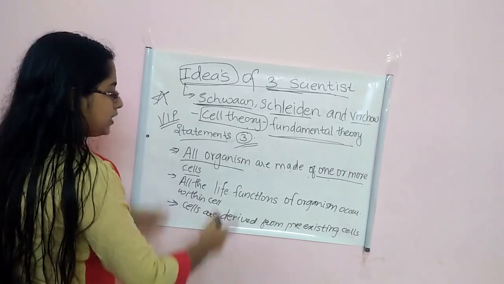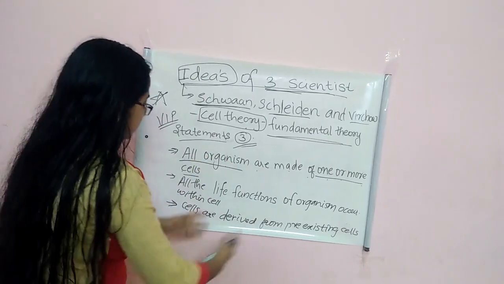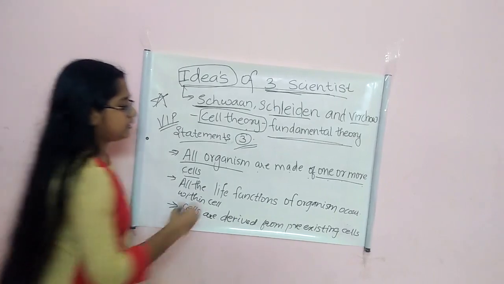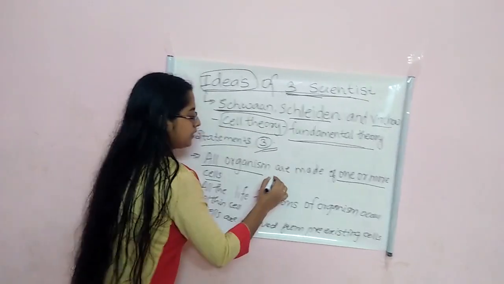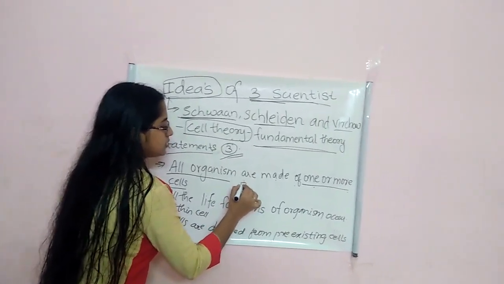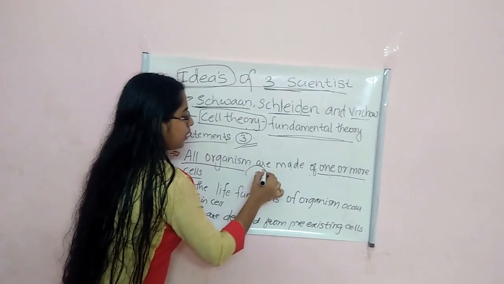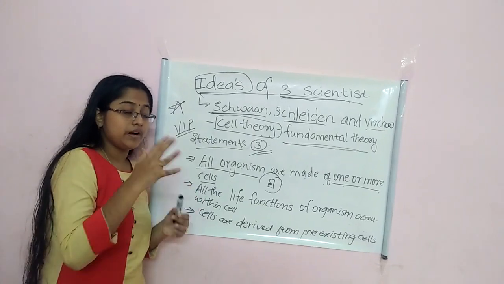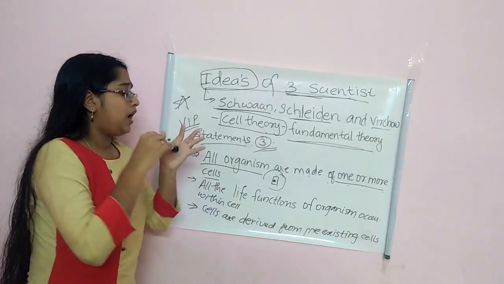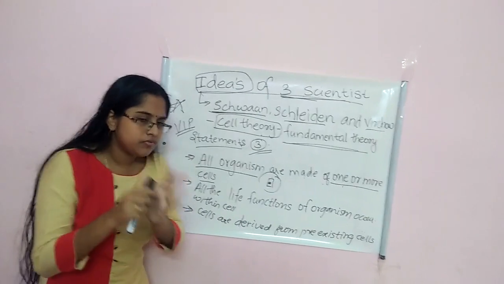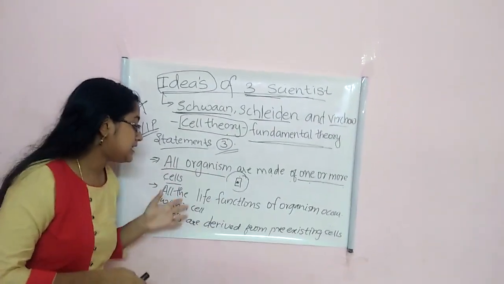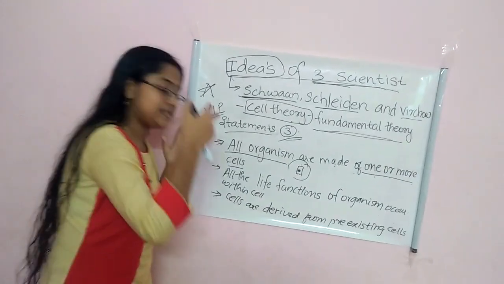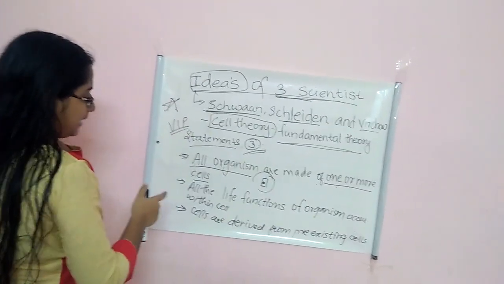All the life functions of an organism occur within a cell. So there is an environment inside and outside the cell. This is inside the cell, and there is something outside the cell as well. All the life functions, or the functions needed for an organism, the major functions, will be conducted inside the cell itself. So this is the second statement.